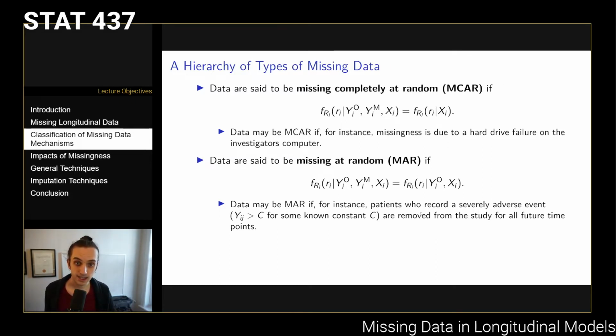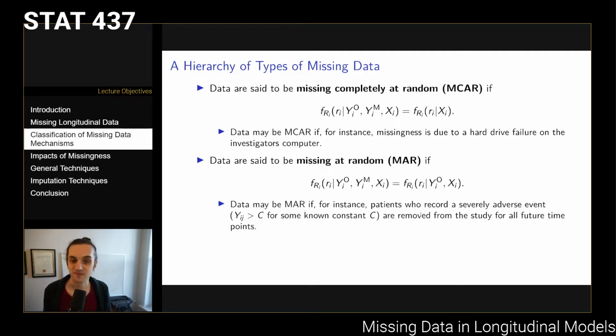And so in that case, we know from their observed values, say at time 1, if their blood pressure is still too high at times 1 and 2, then we've removed them from the study. And so we can predict whether or not they're missing on the basis of only the values we've observed, right? So we have missing completely at random, which doesn't depend on the outcomes at all. Missing at random only depends on the outcomes that we've observed.